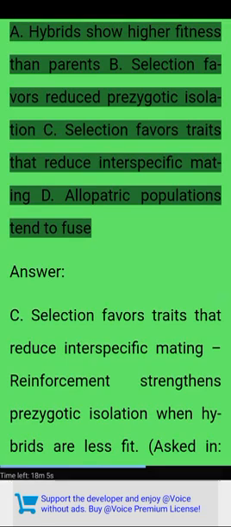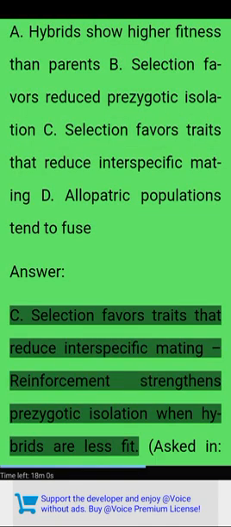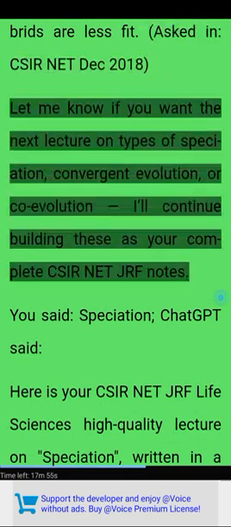D. Allopatric populations tend to fuse. Answer: C. Selection favors traits that reduce interspecific mating. Reinforcement strengthens prezygotic isolation when hybrids are less fit. Asked in CSIR NET December 2018.